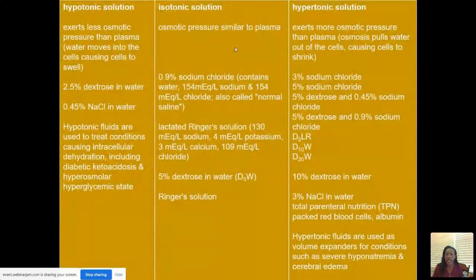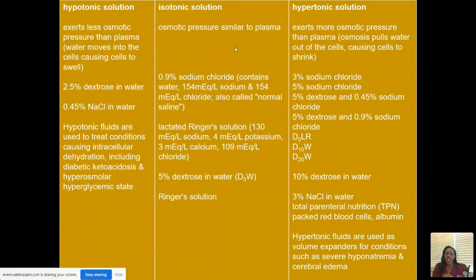Somebody says, how is 2.5% dextrose less? Where are you? Okay, so you see isotonic was D5W, 5% dextrose in water. Now, if you're doing half of that, 2.5 is half of that, that's hypo. That's hypotonic solution. Let me repeat that so I can make sure it makes sense, then I'll move forward. The question is, why is 2.5% dextrose in water hypo? Because iso is D5W, 5% dextrose in water. So 2.5, which is half of that, is hypo.